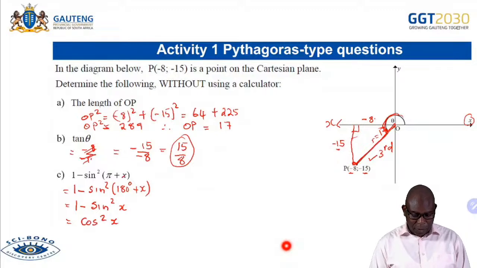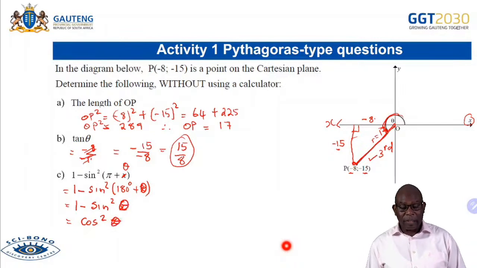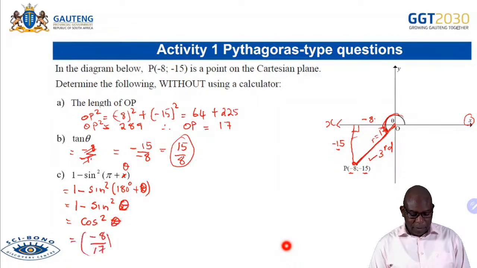So this one is not x, it's supposed to be theta. So that's supposed to be theta, theta, so that's theta, because we're working with the theta there. So now we have the theta. So the cos squared of theta, it's adjacent over hypotenuse, which gives me -8/17. And then remember this thing is squared, and that gives me 64/289. That's my final.